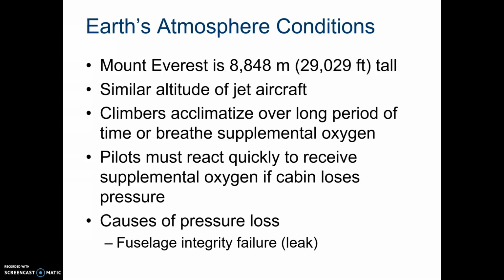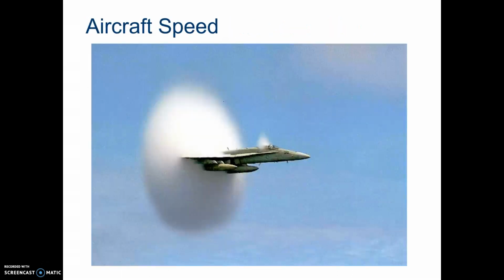And causes of a pressure loss: fuselage integrity failure, so there's a leak somewhere, a hole, a fracture, something happened, and then window failure, which could happen. That's why you never see square windows on any commercial airliners. They're always round or oval shaped, because squares with corners create weakness points.